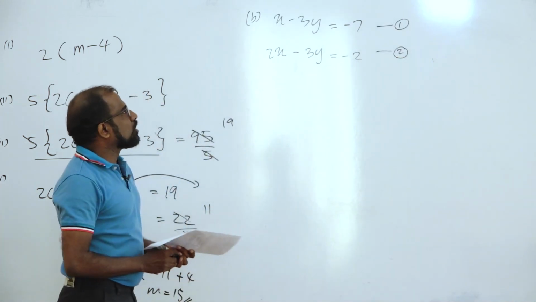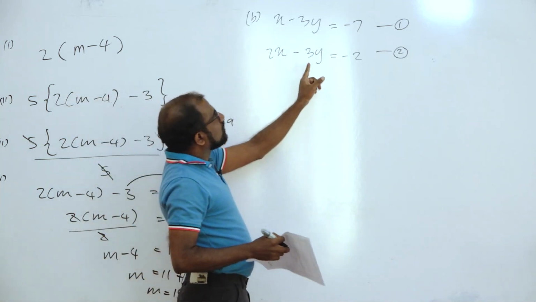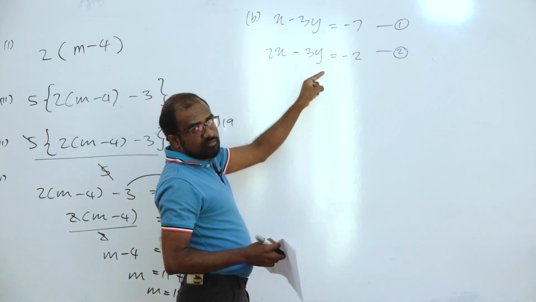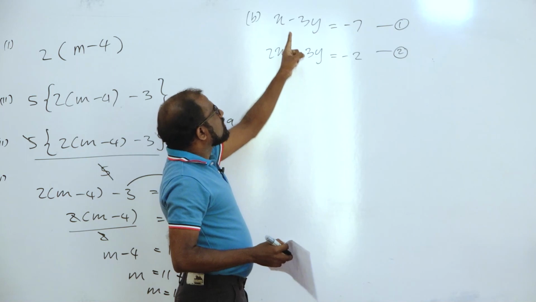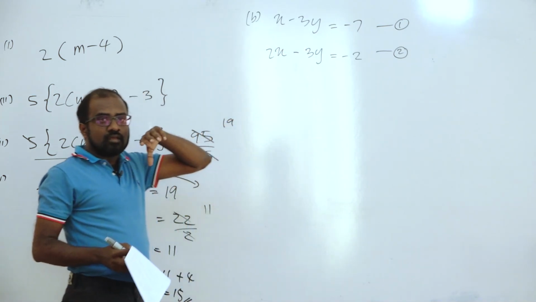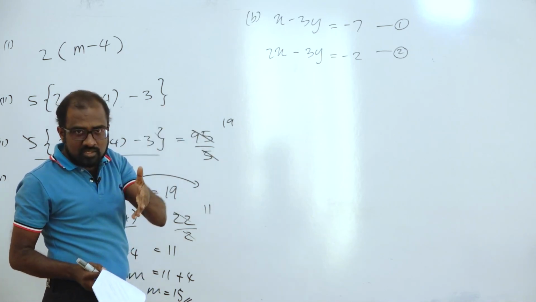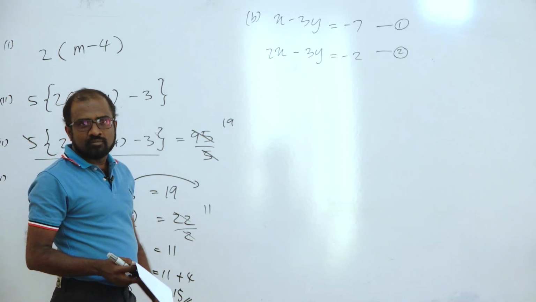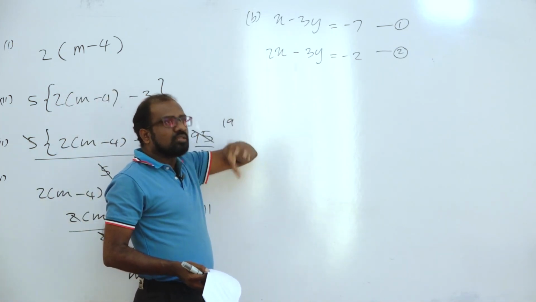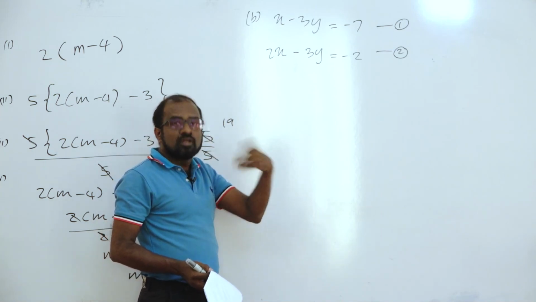So what is the variable you are going to remove? You can remove y, because here also we have minus 3y, here also we have minus 3y. Same coefficient. Signs are the same, therefore we should subtract. We need one term to be minus, the other one to be plus. Then only you can cancel. But here both are minus. That means we need to change the sign of one equation. If you need to change the sign, you should subtract.